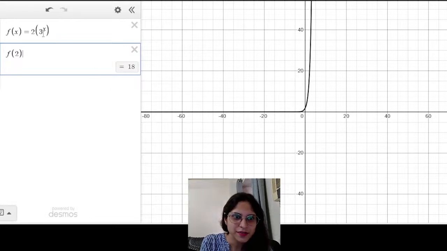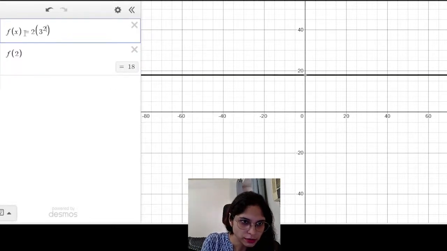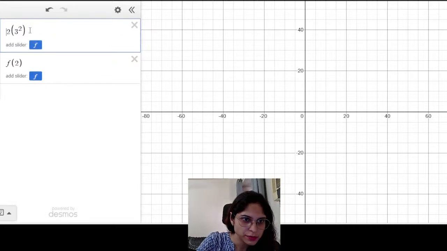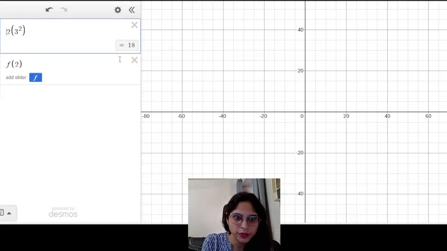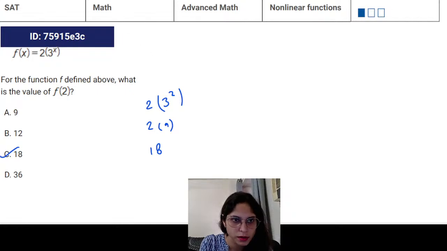And now, because this is a fairly simple question, you know the value of x is 2, so you can simply write 2 over here and just write 2 times 3 squared. You can directly get your answer as 18. Okay, so these are the 2 different ways in which you can write it in Desmos as well. Alright, so now the answer is 18.